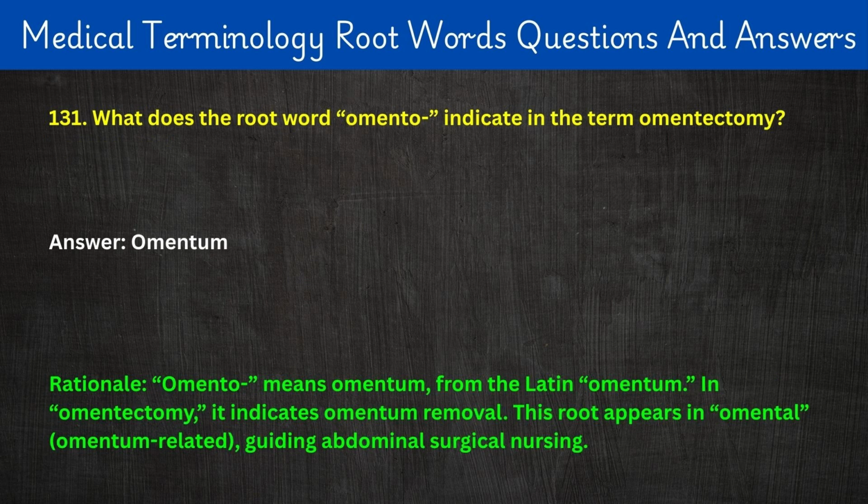131. What does the root word aumento- indicate in the term omentectomy? Answer: omentum. Rationale: Aumento- means omentum, from the Latin omentum. In omentectomy, it indicates omentum removal. This root appears in omental, omentum-related, guiding abdominal surgical nursing.